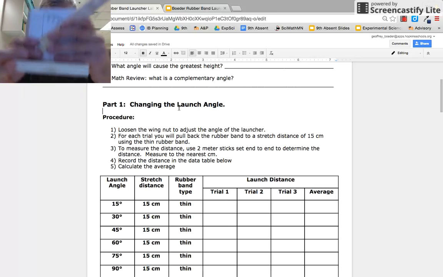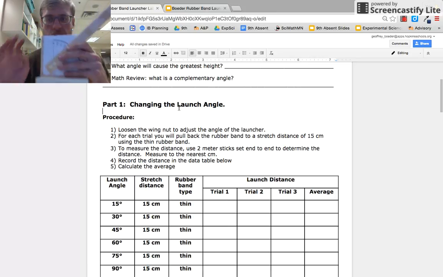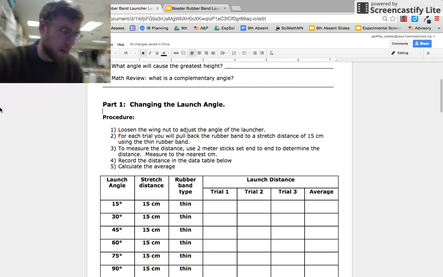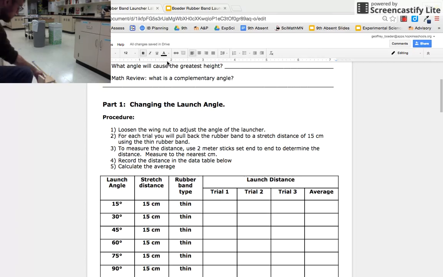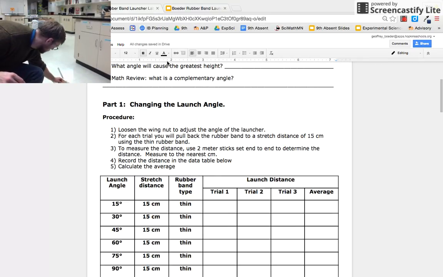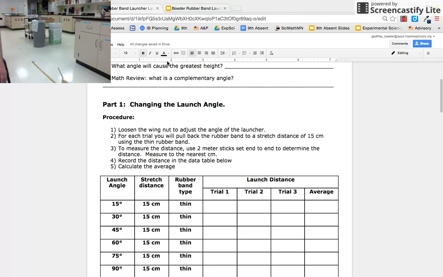For each trial, you're going to have your launcher set up on a launch test area. I have a launch test area set up right here. As you can see, it's in the lab. I've got some tape marked out at certain distances. Each tape is 1 meter away. And then I'm going to set my rubber band launcher right there on the launcher zone. And I'm going to pull my rubber band back. The way I'm going to do that is I'm going to hold on to my launch.